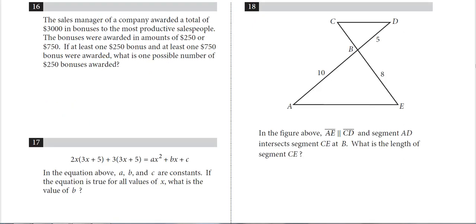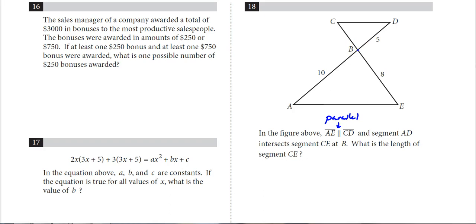All right, number 18. Looks like we have a couple triangles there, a few dimensions. In the figure above, segment AE, and then you got to know what this symbol right here means. This symbol right there means parallel. And that becomes important here in a second. So AE is parallel to CD, and segment AD intersects at B, which you can kind of see. They cross right there at point B. What is the length of CE?